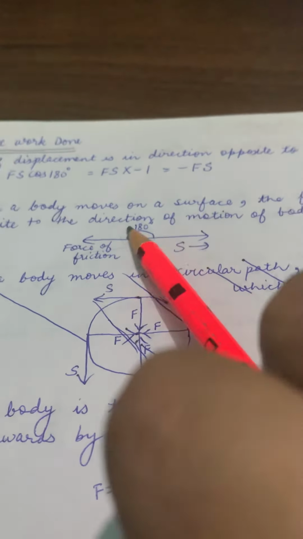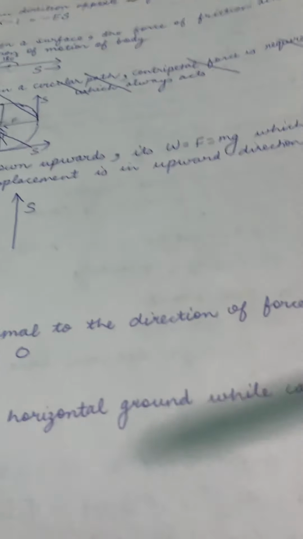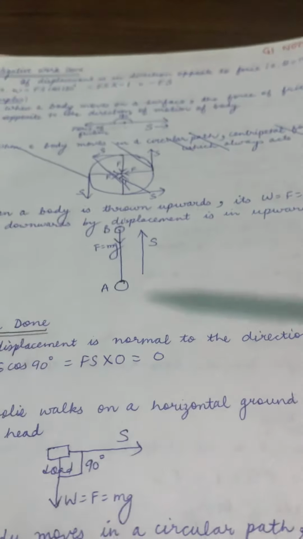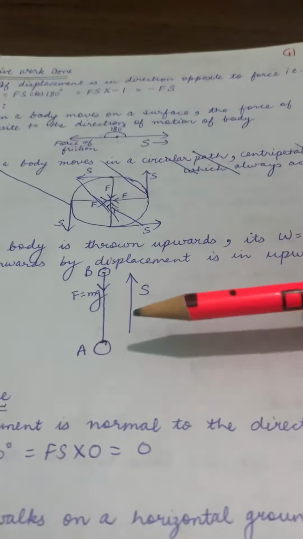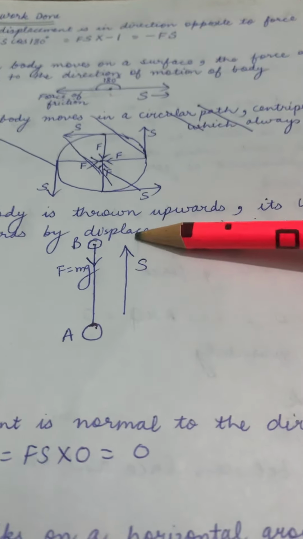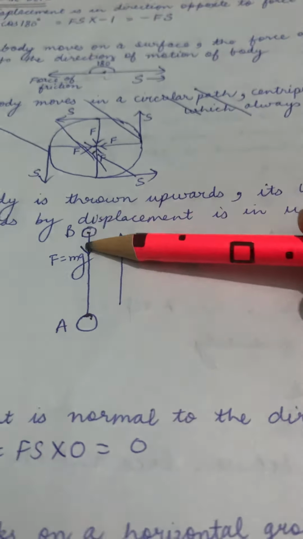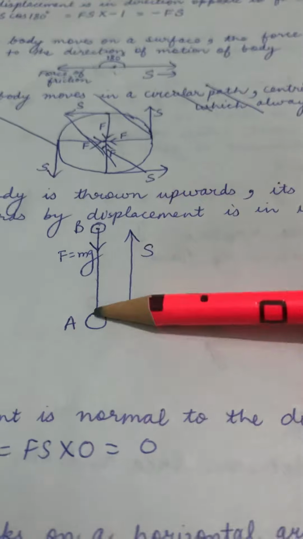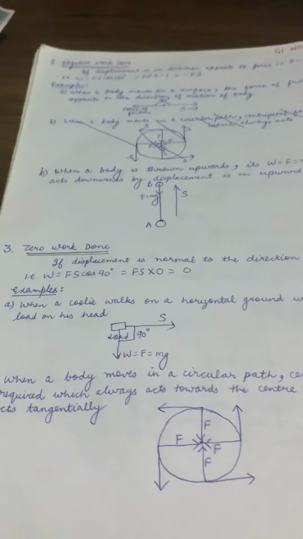So what is the angle here? 180 degree. Let us take another example. Earlier it was a free fall of a body, that was body was falling downwards. Now what we are going to do is we are going to throw a body upwards. When we throw the body upwards, displacement will be towards this direction, but the weight, F is equals to mg, will act in downward direction. So it is in downward direction, it is in upward direction, so angle between them again will be 180 degree.